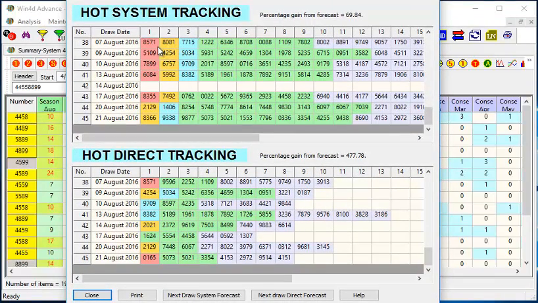Now let's take a look at the performance of the Magnum forecast. As far as the system number, we have achieved 1, 2, 3, 4, 5 times of first price correctly forecasted. For the hot direct first price, we have achieved 2 times out of 8 draws. But we do have a lot of second price and third price as well.